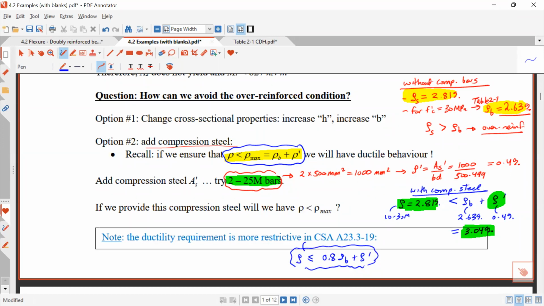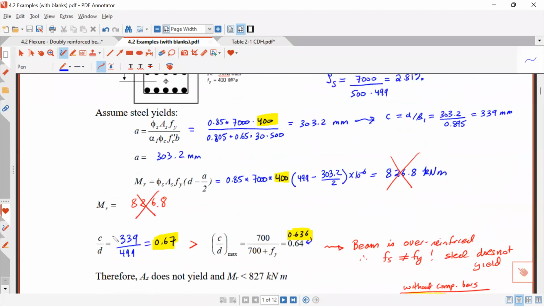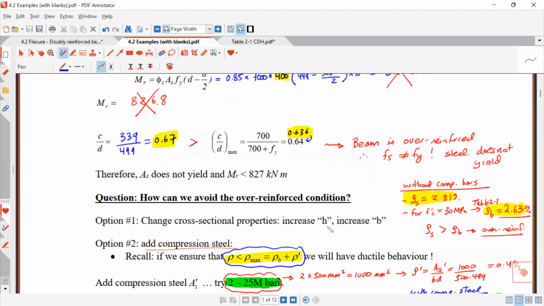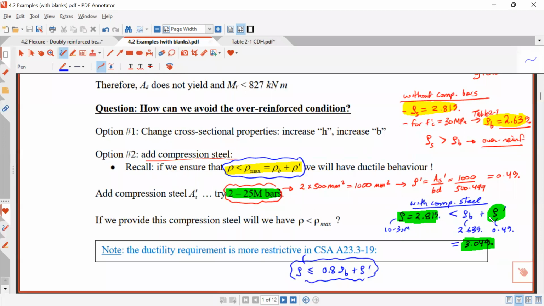All right, I don't know if that was clear, but basically what I was trying to show here is that if I just have the 10 30M, I'm going to be in the over-reinforced condition. Why? Because this c/d is larger than c/d max, or we said because rho is larger than rho balance of 2.63. So we need to somehow add an amount of steel here so we can get a cushion so that this 2.81 is smaller than rho balance plus rho prime. So we added these 225M bars, which allowed us to get to 3.04. So now we were smaller and we ensure we're not in that over-reinforced situation.